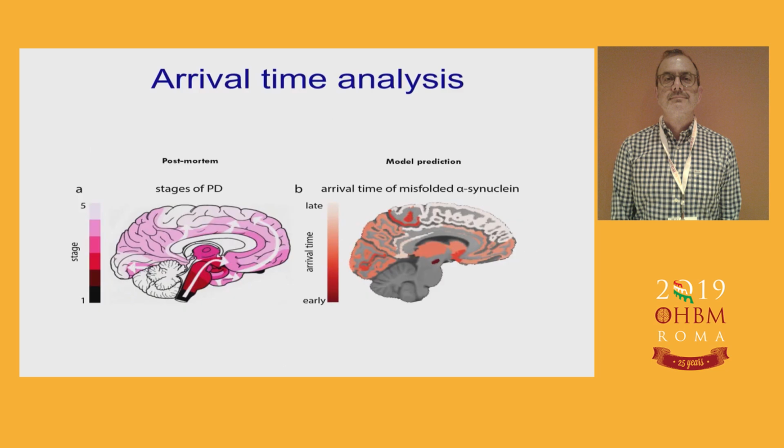We also did an arrival time analysis, just like in the Brockman study, and you can see that the arrival time after injection in the substantia nigra, the map of arrival time actually matches the BRCA stages of Parkinson's disease.